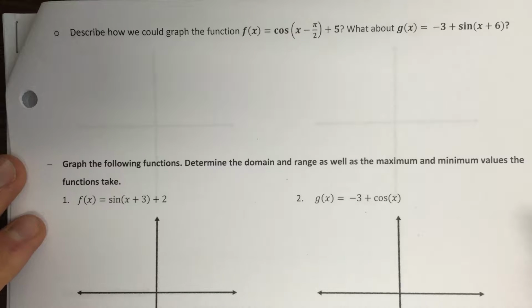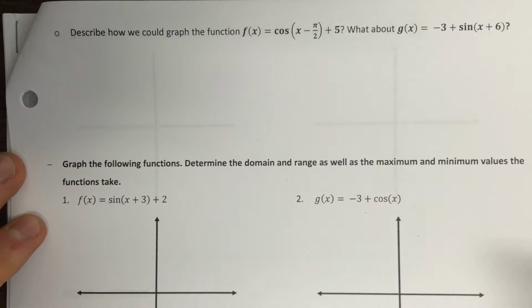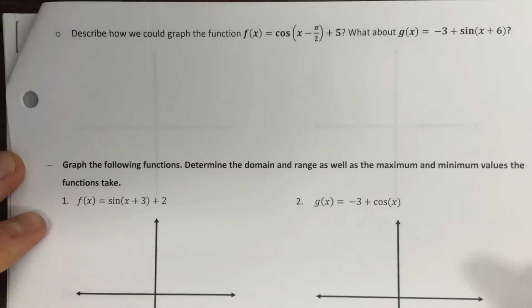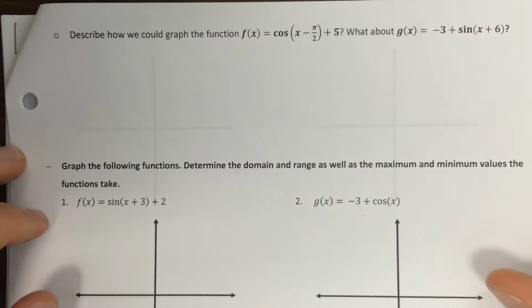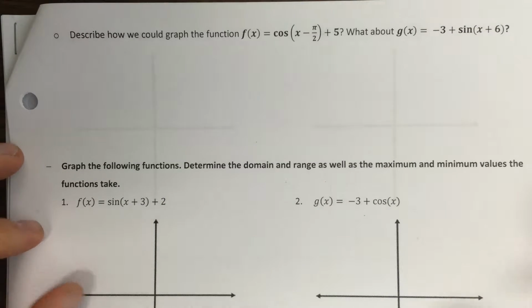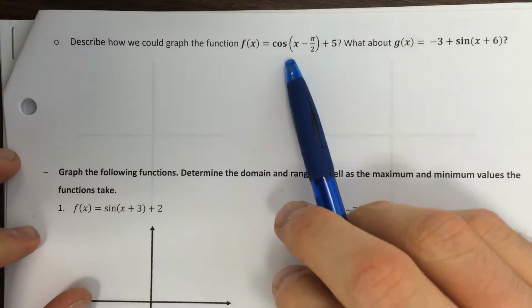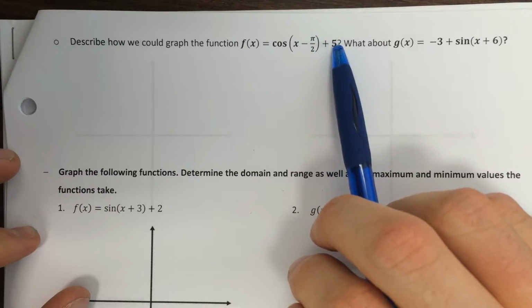This is video 2 of 2 for September 2nd or September 7th, depending on what day you missed or want extra help with. We're transforming the cosine and sine functions. For example, here we have cosine of x minus pi over 2 plus 5.